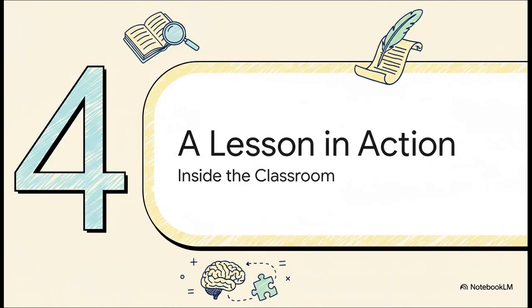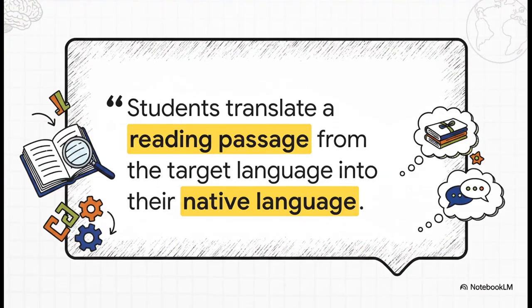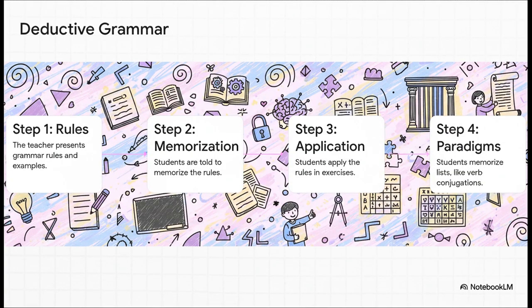Okay, so what did this actually look like day to day? Let's imagine we're stepping inside a typical grammar translation classroom to see how a lesson would actually play out. The main event, the centerpiece of almost every single lesson, was translating a piece of literature. Students would get a text from some famous author in the language they're learning, and their big task was to translate it sentence by sentence back into their own native language. So grammar was taught deductively. What does that mean? Well, basically, it's a top-down approach. The teacher starts by just telling you the rule, flat out. Like, here's how you form the past tense.